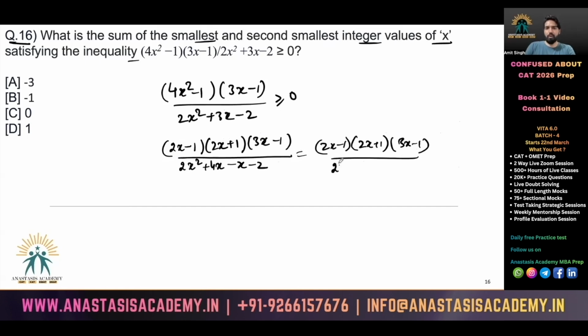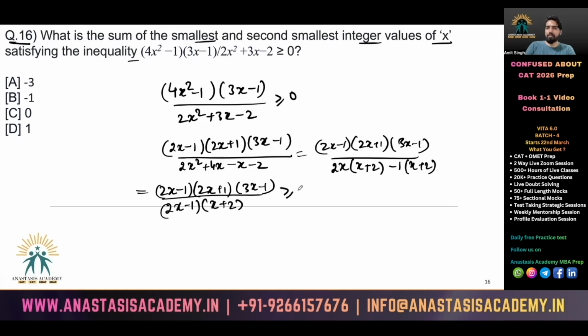If I take 2x common, I'm left with x + 2. If I take −1 common, I'm left with x + 2. So I can write it as (2x − 1)(2x + 1)(3x − 1) upon (2x − 1)(x + 2). And I need this expression to be greater than or equal to 0.